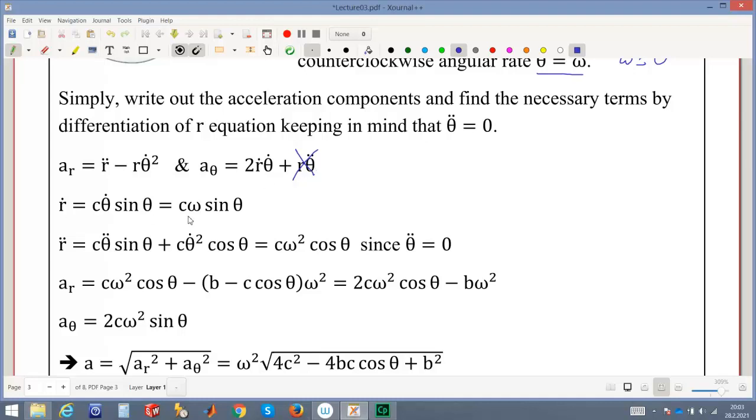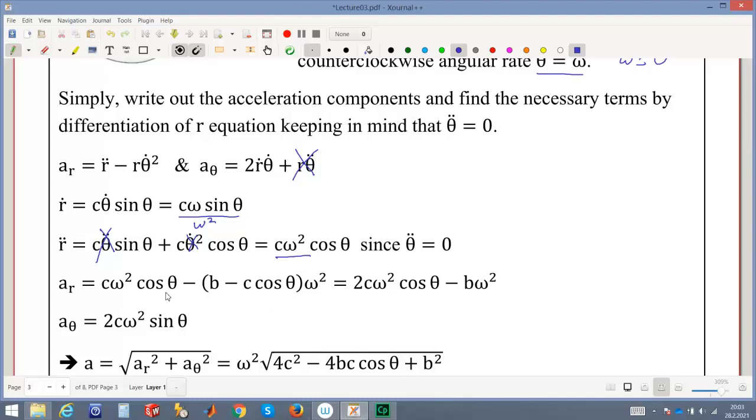The first derivative, r dot, is c omega sine theta. If you take the derivative of this, you will get two terms. One term is with omega dot; however, omega dot is equal to 0. This term is gone. And the other term is the derivative of sine theta. We get cosine theta times omega. So there is this omega squared. There's c omega squared cosine theta.